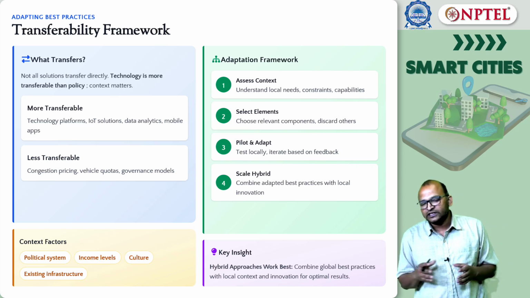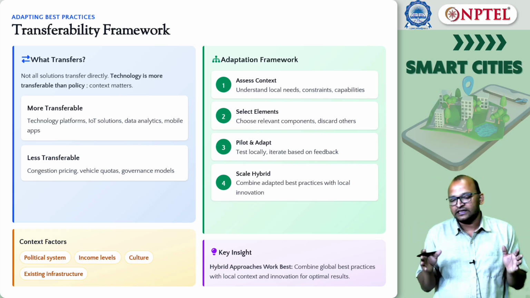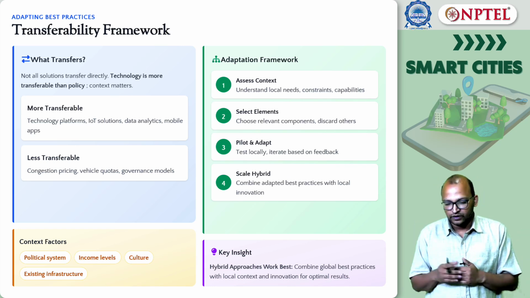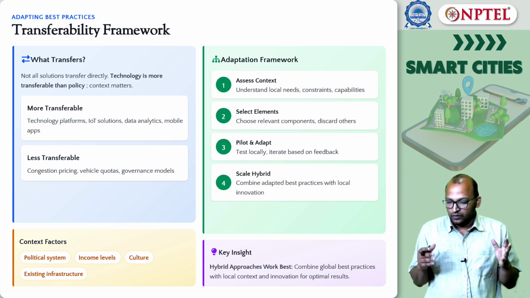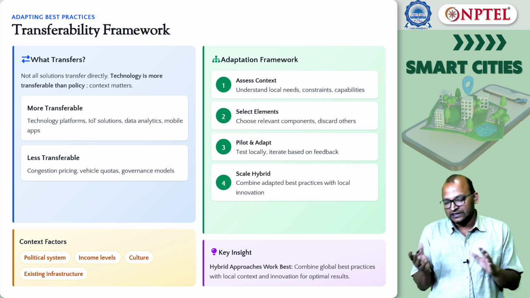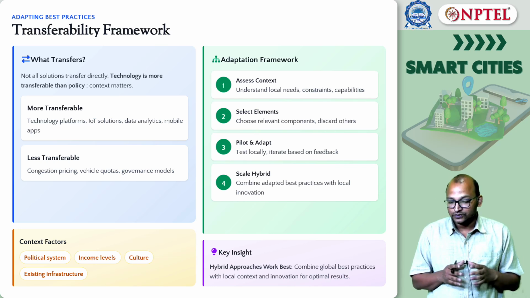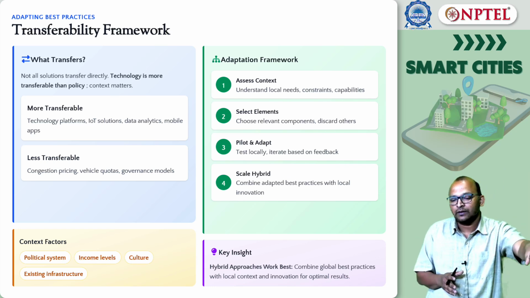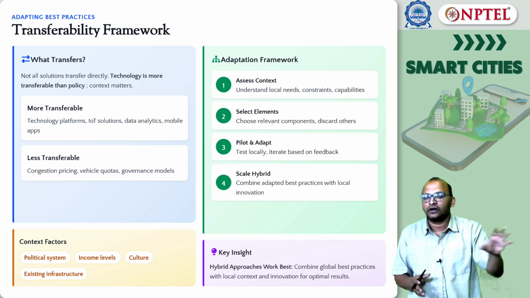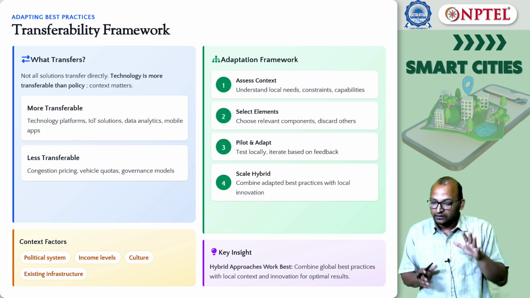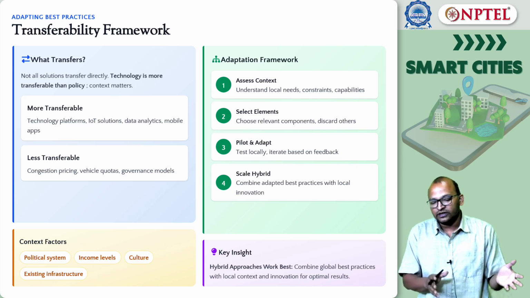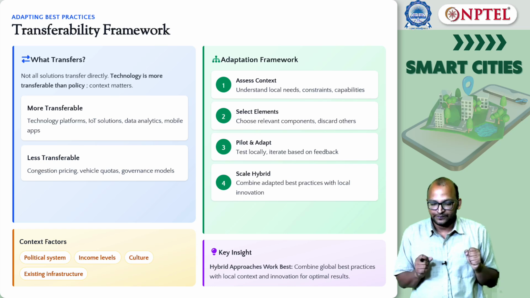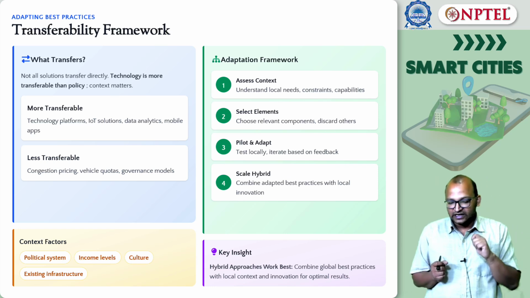The best approach for the smart city, what we have learned, is the transferability framework. We can transfer, but let's see what we can transfer. Not every solution from one city, like what we have seen in Singapore, can be transferred directly to India or any Indian city. The technology part is more transferable than the policy part. So let's see what is more transferable.